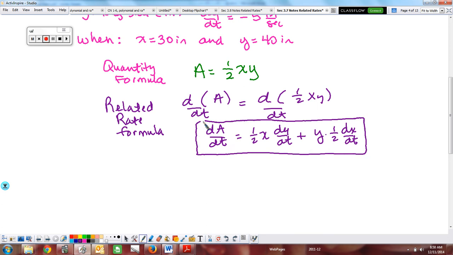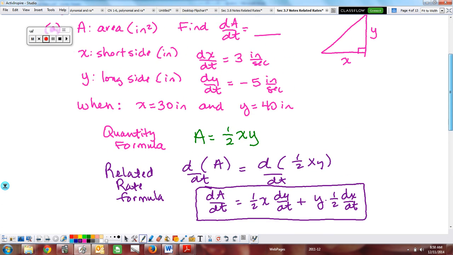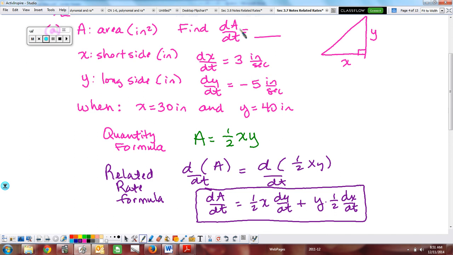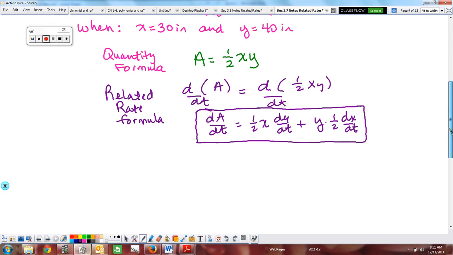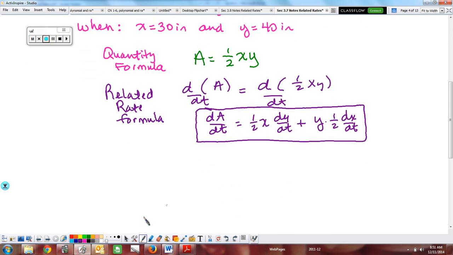Everything that we do up until this point is basically identifying variables, given rates, and the rate that I'm looking for, the instant that I'm interested in, and maybe drawing a picture to help me come up with the geometry of it, because a picture always helps when you're doing geometric figures. Get your quantity formula, get your related rate formula, and then you get the formula you're going to use to answer the question. What are we being asked to find? We're trying to find dA/dt. I need to know x, dy/dt, y, and dx/dt.